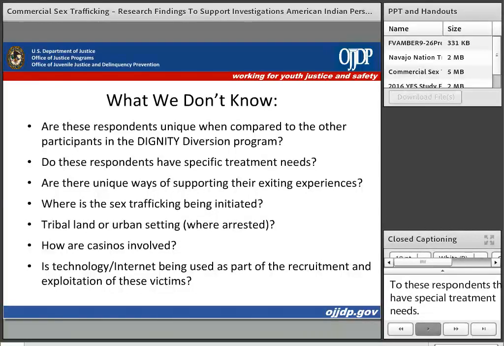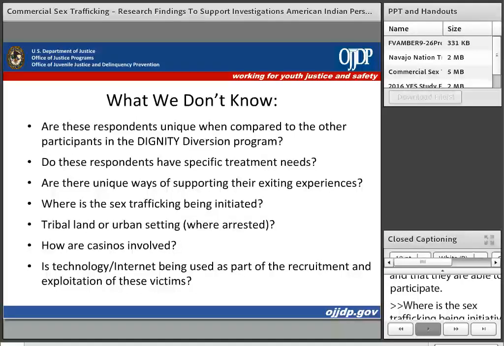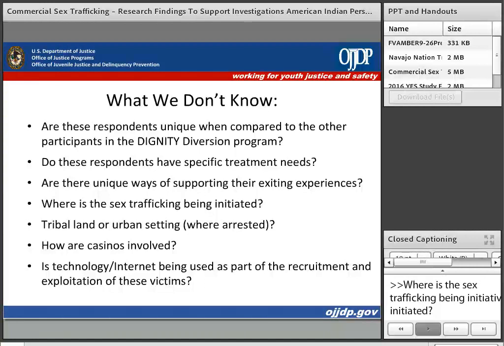Do these respondents have special treatment needs is also a concern. Should there be culturally specific programming developed from that? These are some of the questions we're going to work on in our work group. Are there unique ways of supporting their exiting experiences? Oftentimes we've heard anecdotally that people don't want to participate in the prosecution of their offender. These are tribal women or men or transgender persons who didn't want their community to find out. So are there ways that we can support victims in their exiting, whatever that looks like, and have them create a place that feels safe and they are able to participate as they wish?